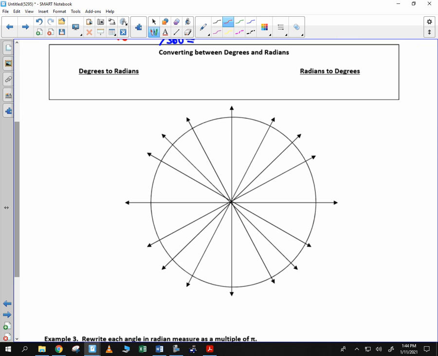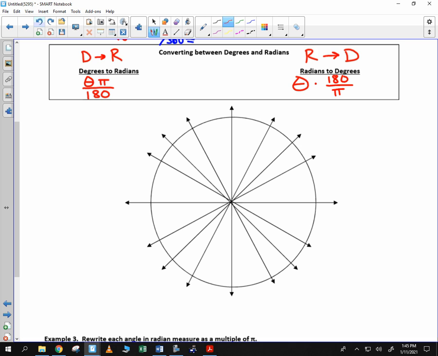First, let us decide how to convert between degrees and radians. Degrees to radians: you take the angle measure theta, you multiply it by pi, and you divide it by 180. That's how you convert degrees to radians. In order to convert radians to degrees, we take theta and we multiply it by 180 and we divide it by pi.